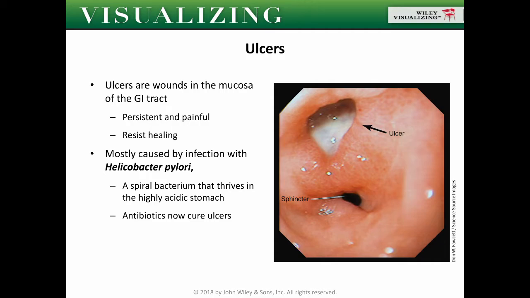Now, ulcers. Ulcers are wounds in the mucosa of the GI tract. Here is an example of an ulcer near the sphincter. They are persistent and painful and resist healing. They are mostly caused by infection with Helicobacter pylori. It's a spiral bacterium that thrives in the acidic stomach.